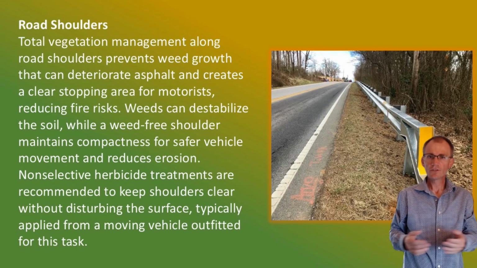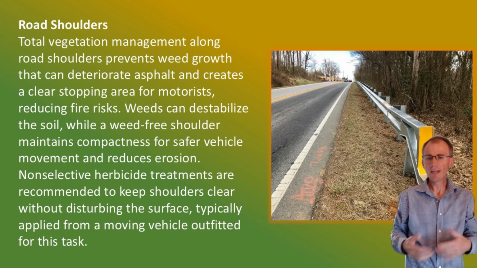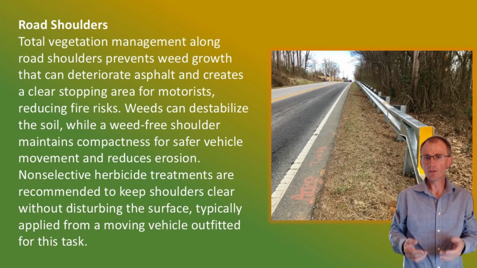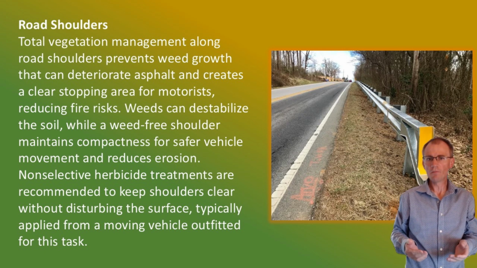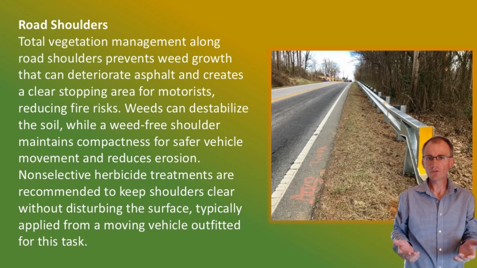Road shoulders. Total vegetation management along road shoulders prevents weed growth that can deteriorate asphalt and creates a clear stopping area for motorists, reducing fire risk. Weeds can destabilize the soil, while a weed-free shoulder maintains compactness for safer vehicle movement and reduces erosion. Non-selective herbicide treatments are recommended to keep shoulders clear without disturbing the surface, typically applied from a moving vehicle outfitted for this task.